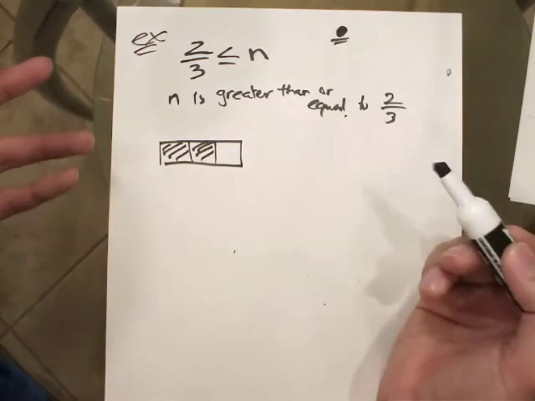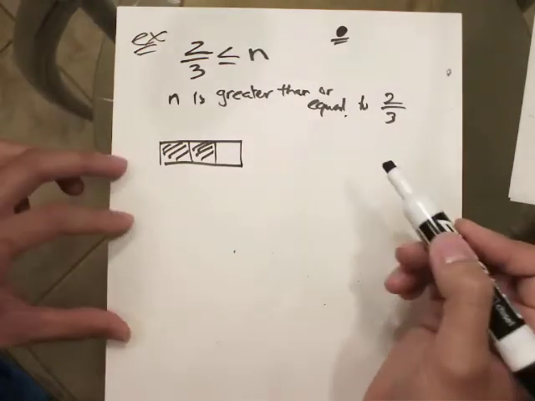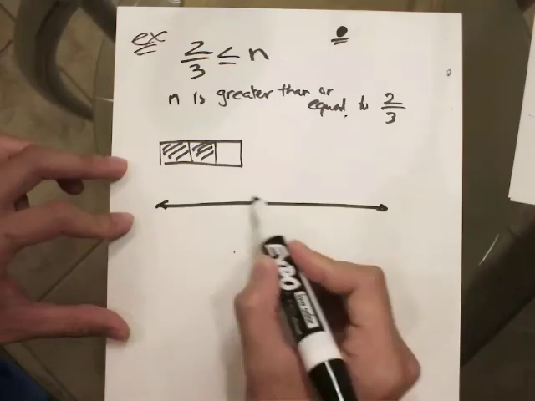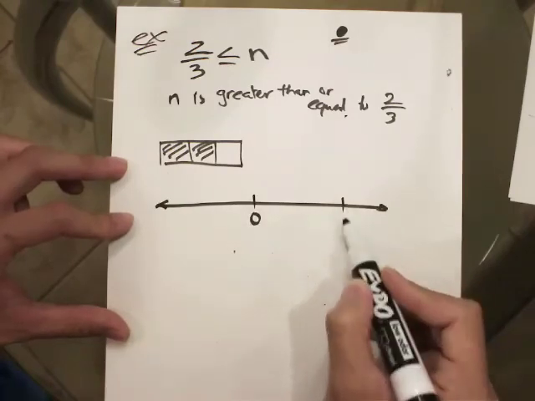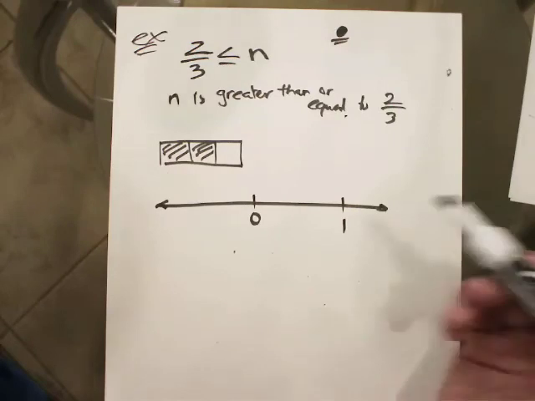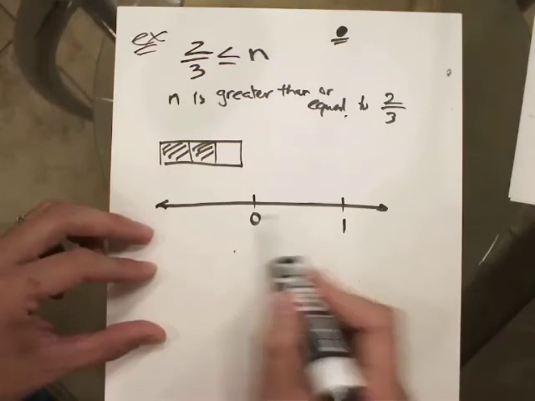That's how we represent 2/3, right? So how do we represent something like this on a number line? Well, let's still set up our number line right here. Here is our 0. Here's 1. We know that 2/3 is not quite 1 yet. It's bigger than 0, but it's not quite 1. So it's definitely in between 0 and 1.